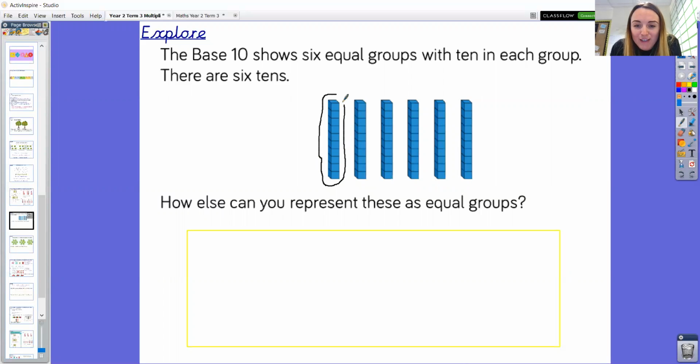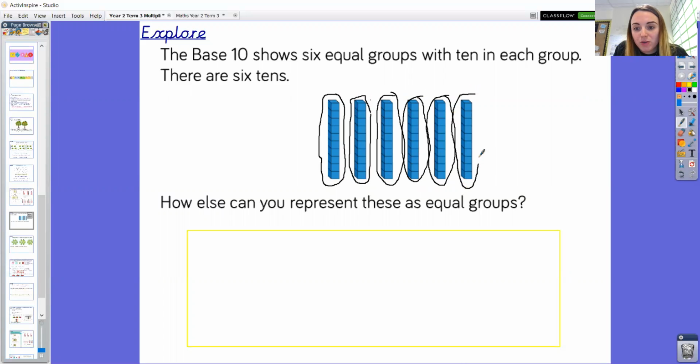I'm going to try my best to show 1 equal group. 2, oopsie daisy, 2 equal groups. 3 equal groups. 4 equal groups. 5 equal groups. 6 equal groups. So I can see that there are 6 equal groups with 1 ten in each group.